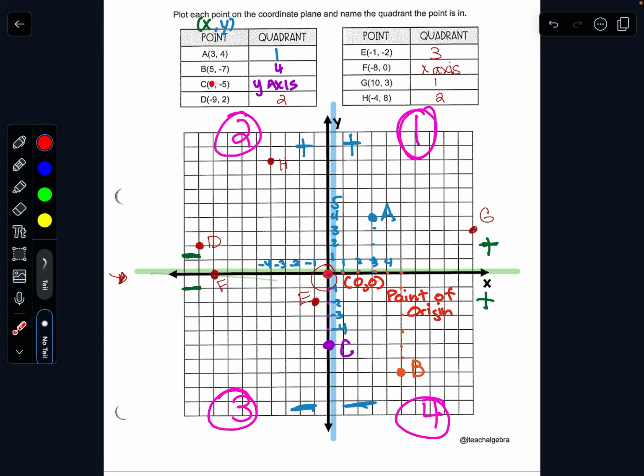Anything that's actually on an axis, like letter C, we see is right here because there wasn't any x. It was 0, so we would just go down for that. We would just say this is on the y-axis, or it's called a y-intercept. On F, it's an x-intercept, which is why we say it's on the x-axis. So go ahead and check all your points there.